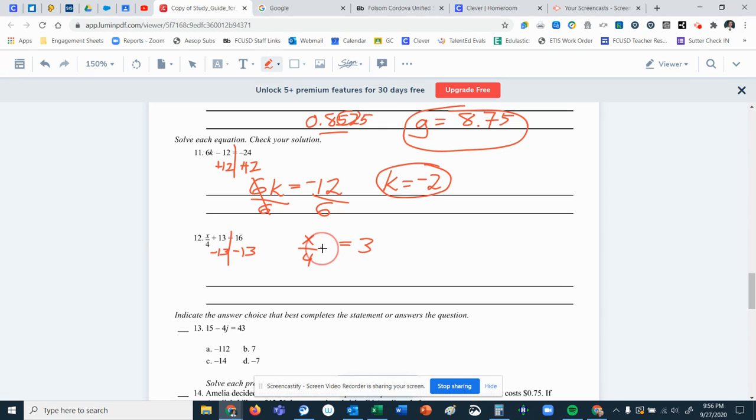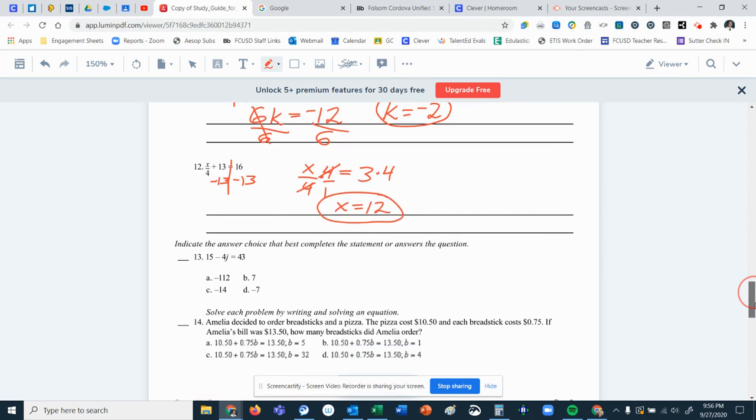How do I get rid of divided by 4? I'm going to multiply by 4 on both sides. It might help to think of this as 4 over 1, because look, times 4 over 1, I'm going to cancel out those 4's. And 4 over 1 is the same as the whole number 4, so I get x equals 12 here.